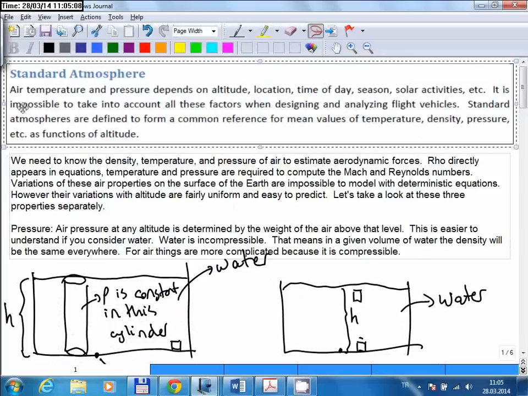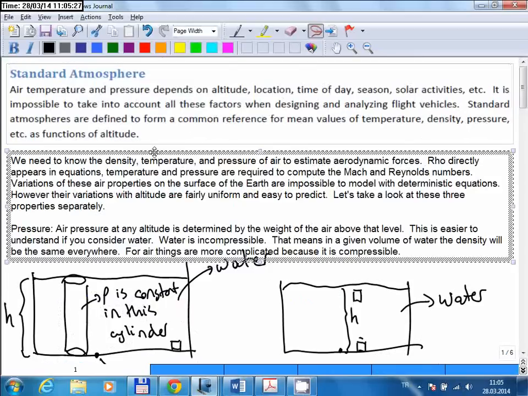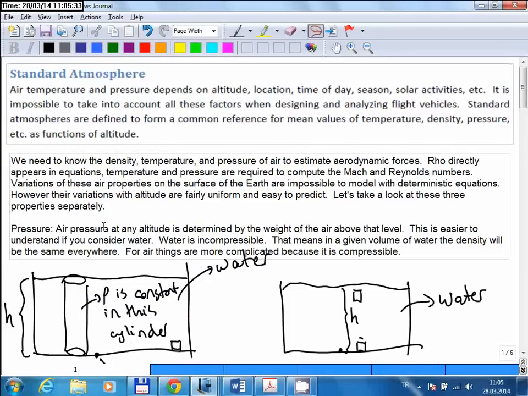So it's impossible to take into account all these factors when designing and analyzing flight vehicles. And standard atmospheres are defined to form a common reference for mean values of temperature, density, pressure, etc. as functions of altitude. Okay, so let's start with air pressure.